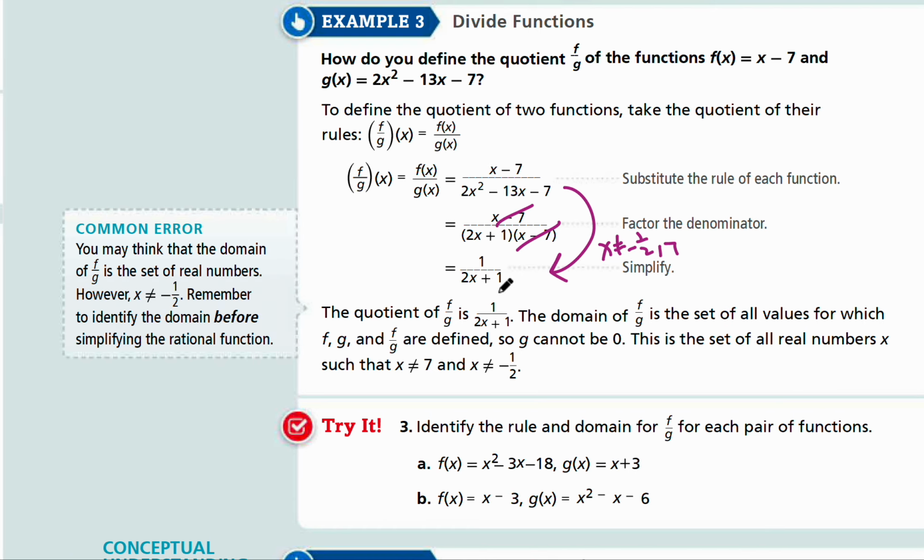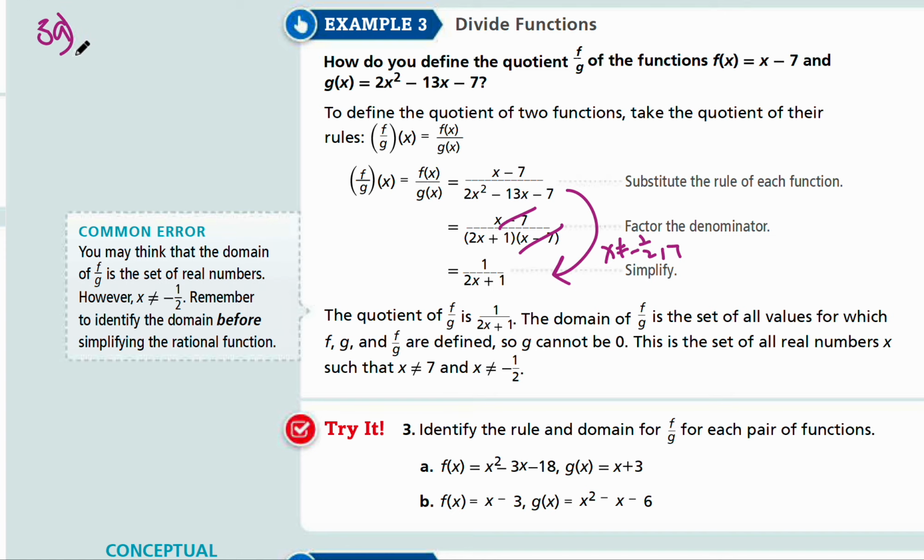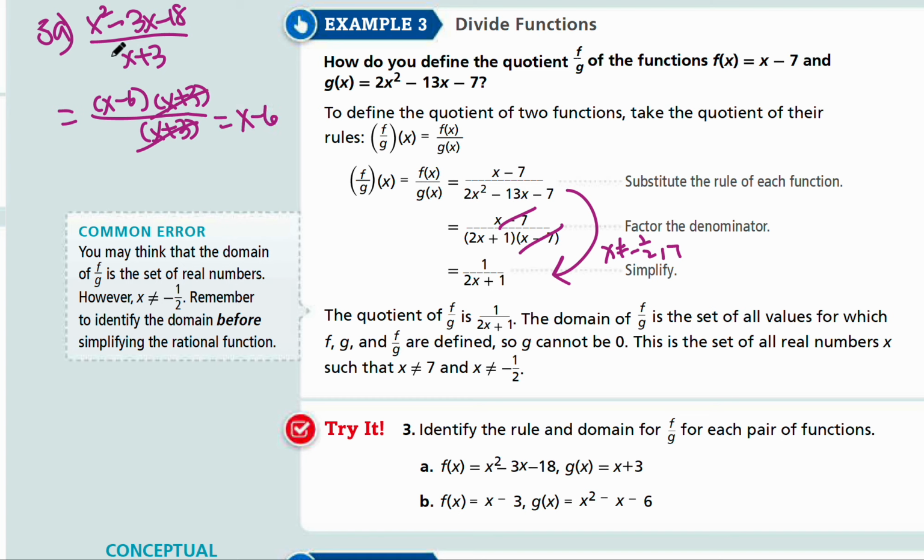Okay, are you ready? Let's look at 3A. So we have x squared minus 3x minus 18 divided by x plus 3. And you can factor out your numerator, x minus 6 times x plus 3 divided by x plus 3. And you can cancel out x plus 3. It just becomes x minus 6. But the domain is all real numbers except negative 3. So you have to state that x minus 6, where x is not negative 3. X is all real numbers except negative 3.